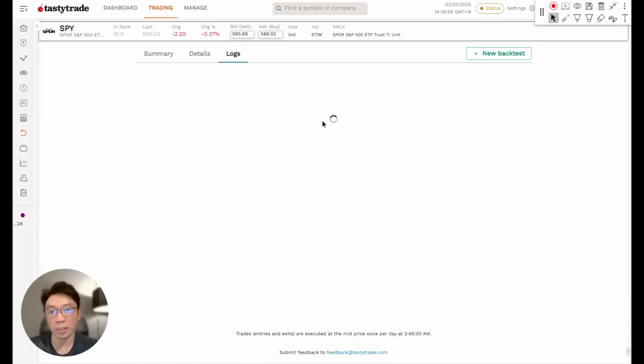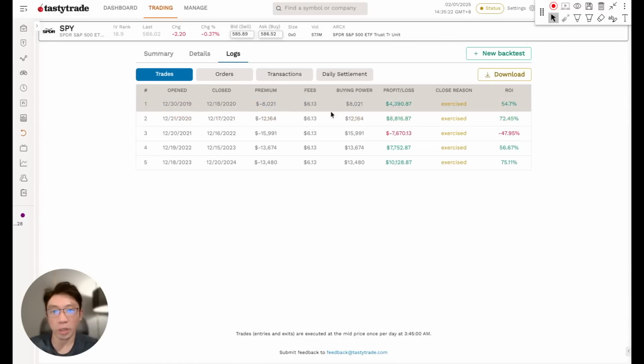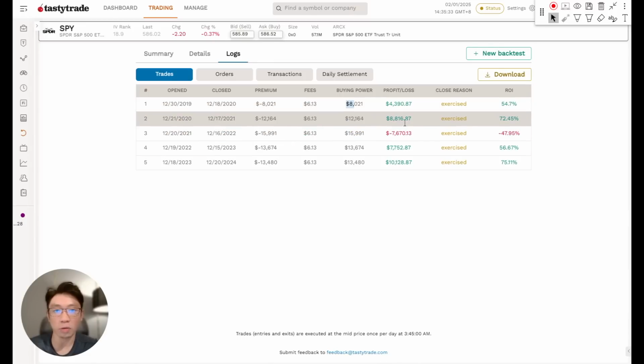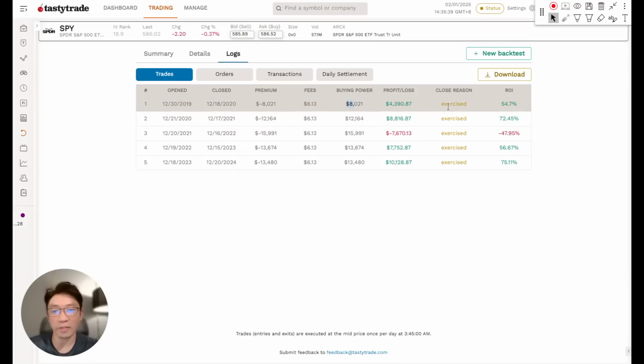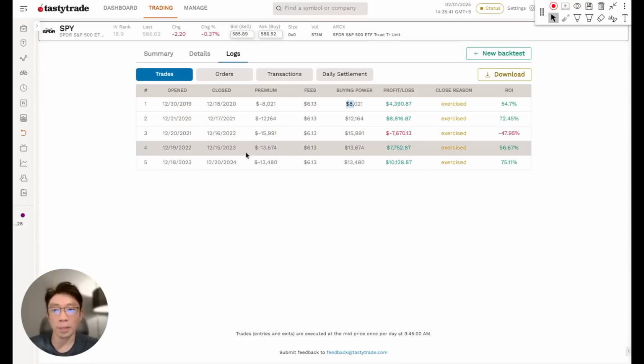Let's just give a moment for this log to load. Okay, as you can see over here, it shows that the entry was on this date, closed on this date. This was the premium that you paid for the option. These are the fees, the buying power, and so on. You can see the P&L, and you can see the close reason. In this case, because I didn't do anything to close it, it just left as exercised. So basically, this is how you use the backtesting software.